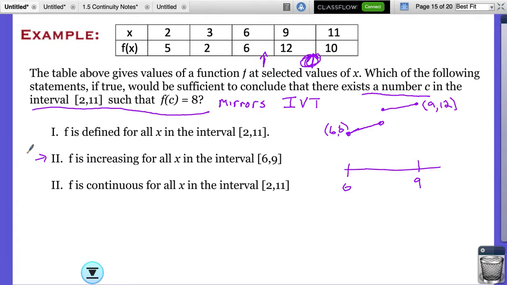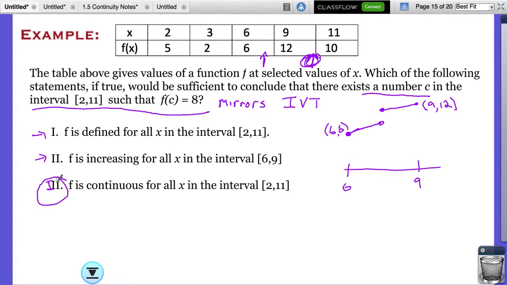And kind of the same thing for number 1. The function is defined for all x's between 2 and 11. This graph I drew over here also makes that true. I'm defined for all the values in between here and here. But then I have a little jump discontinuity, but the function is still defined at that x value. But our correct answer is number 2 here.